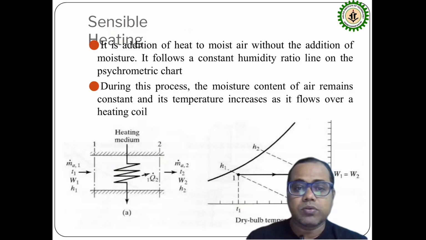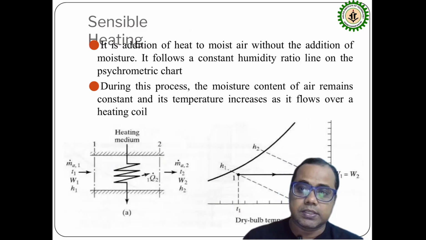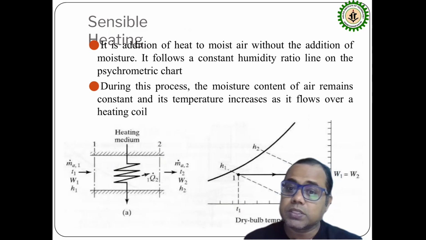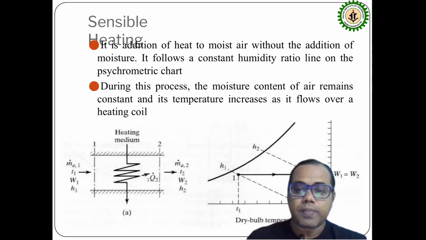Okay. Sensible heating means heat is added without the addition of moisture. We add heat and change the temperature, but we do not add any moisture. So it follows a constant humidity ratio line on the psychrometric chart. During this process, the moisture content of air remains constant, but its temperature increases as it flows over the heating coil. The dry bulb temperature increases and humidity remains constant. Humidity, as I have told, is the amount of moisture per unit of dry air. Here, water vapor is not being added, so humidity remains constant, but the dry bulb temperature is increasing because we are adding heat.